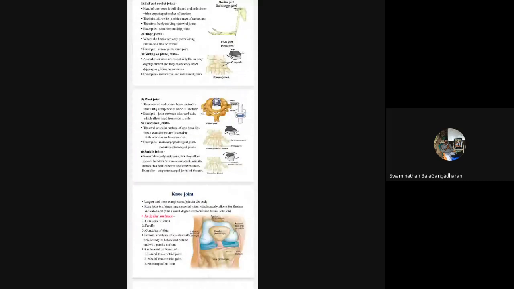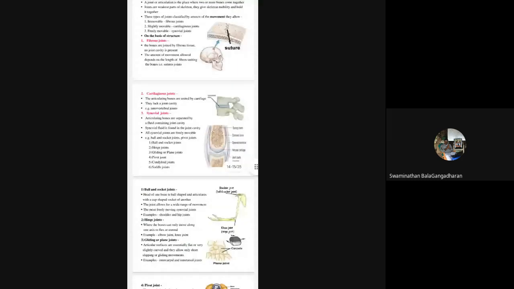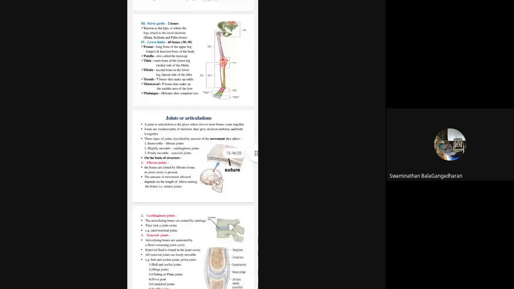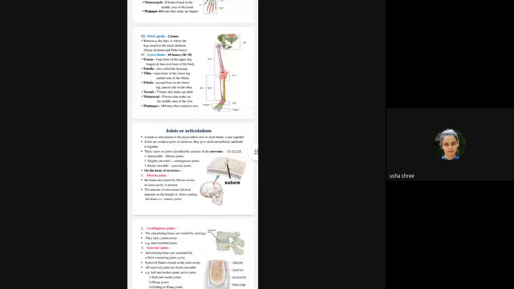So in the last class, we learned the types of joints. Please tell me, what are the types of synovial joints? Should we type it or tell it? No, tell me. Knee joint. Yeah, the knee joint is an example of a synovial joint.